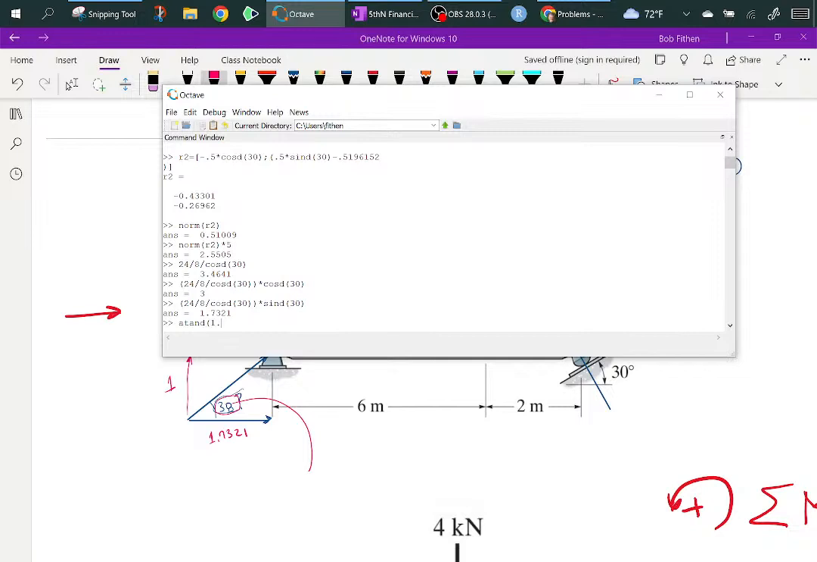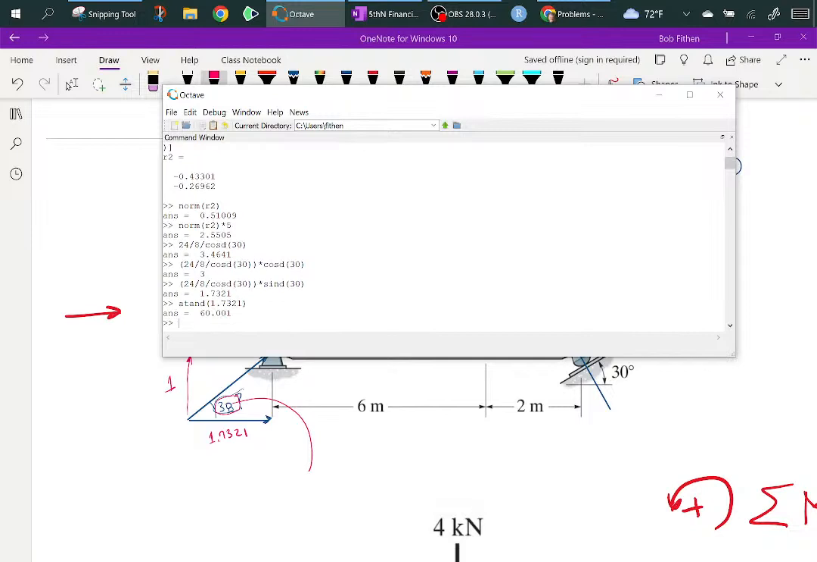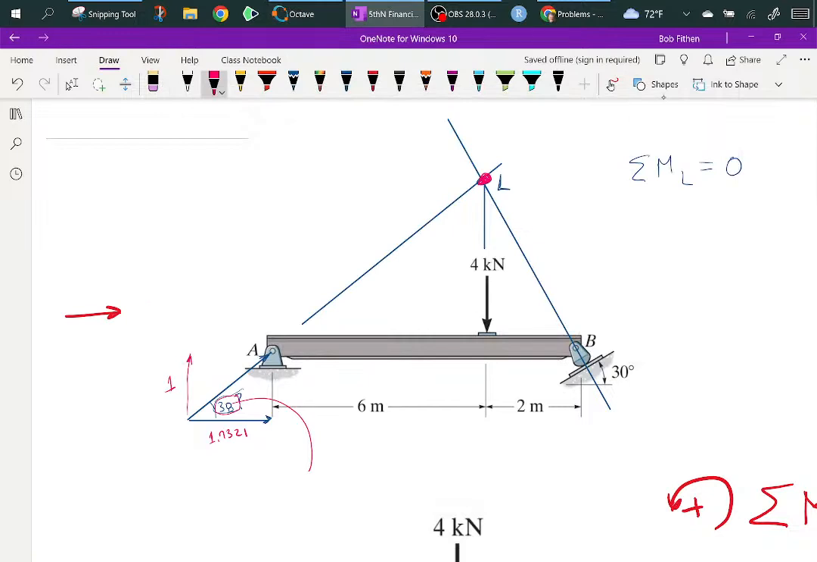I'll do this. 1.7321. So it says it's 60 degrees. I'm going to drop that last digit. So it's going to be a 60-30. So in fact, this will be 30. That'll be 60. Not that I really care that much about that, but what is the magnitude there?